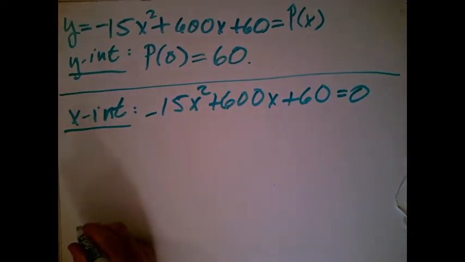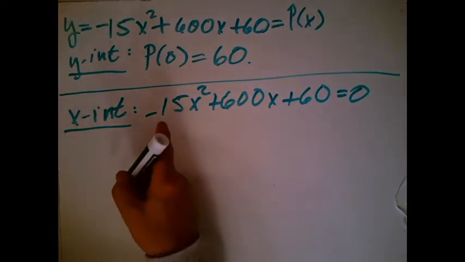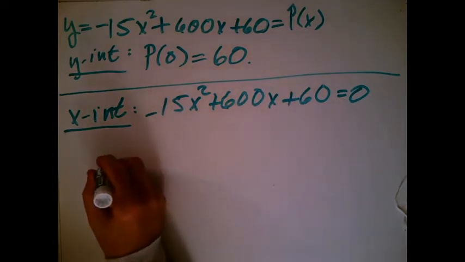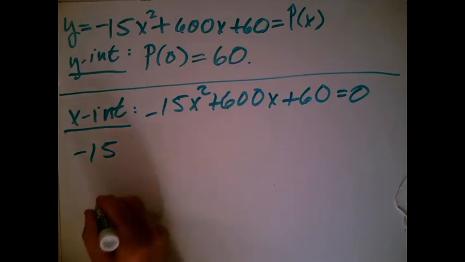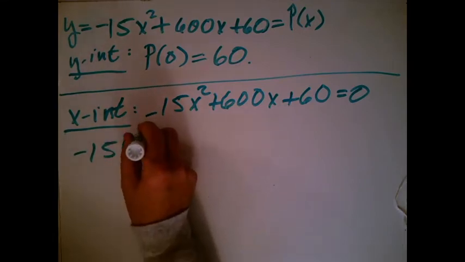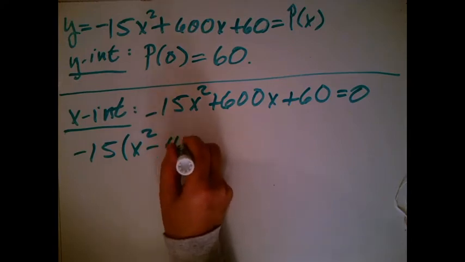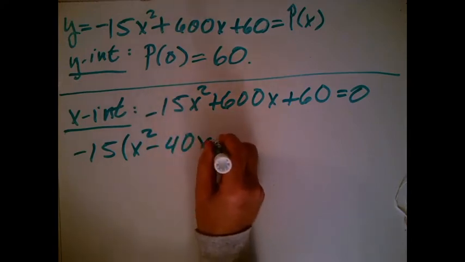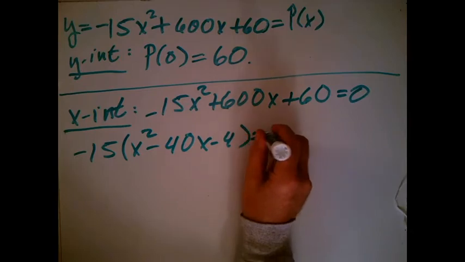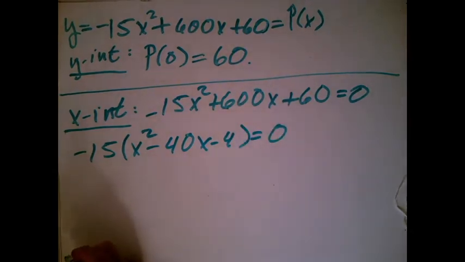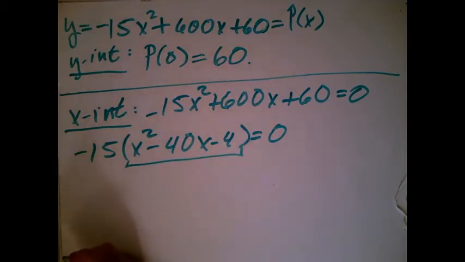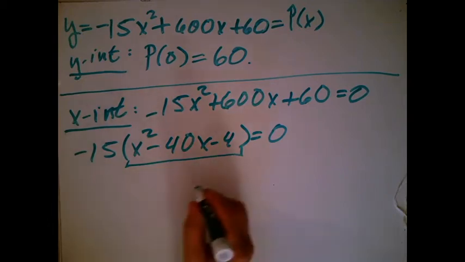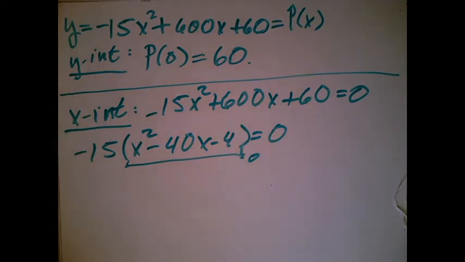The very first thing we want to do when we factor is take out what the terms have in common. Now the terms all have a minus 15 in them. I could pull out a 15, but it makes my life easier if I pull out a minus 15. So I pull out a minus 15, I get x squared, I get minus 40x, and I get minus 4 equals 0. Now I'm multiplying two things together to get 0. So either minus 15 is 0, which it's not, or x squared minus 40x minus 4 equals 0. So I need to solve that.